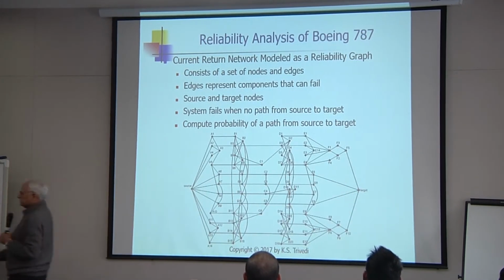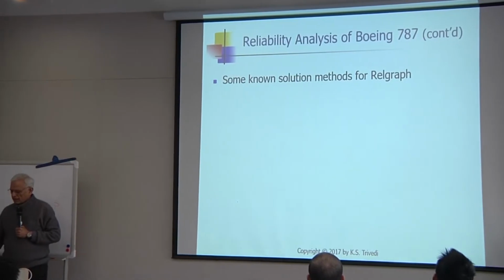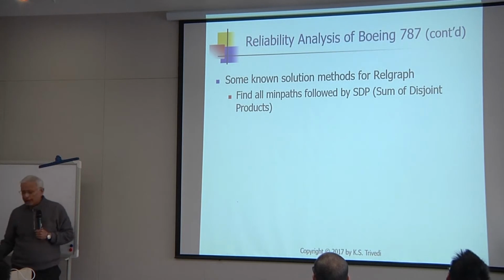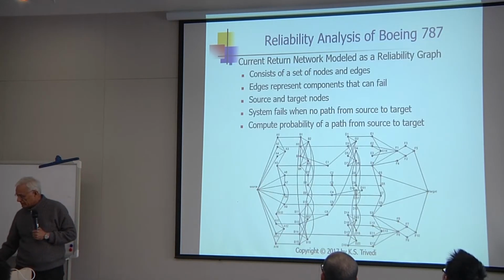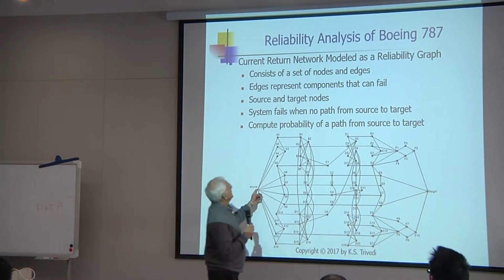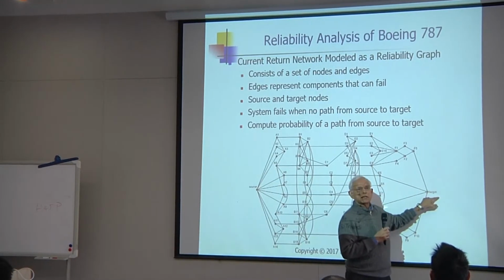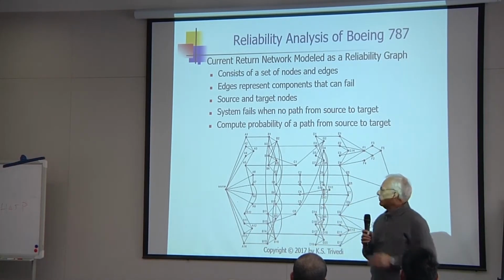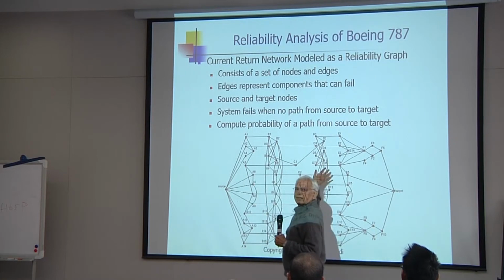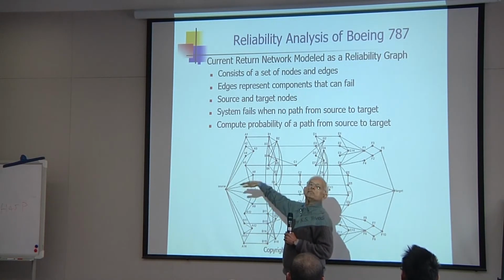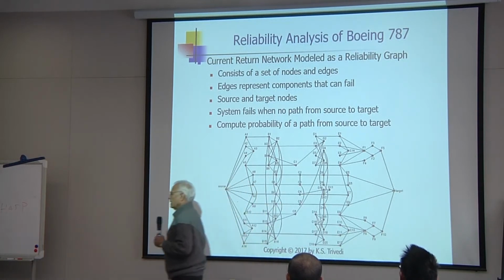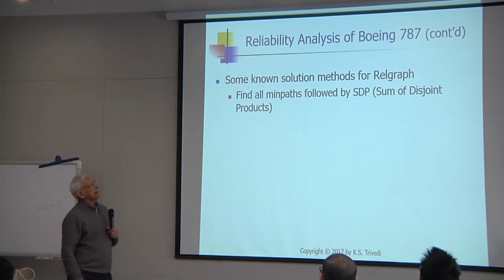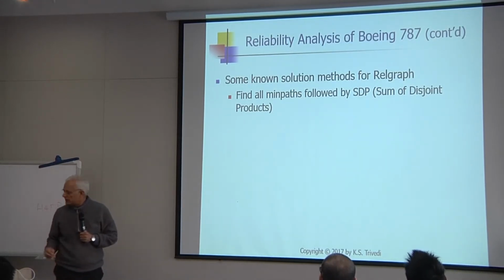So before we go on, what are the known methods of solution of such problems? One is find all min paths. Okay, what is a min path? So a path is any sequence of edges that gets you from source to target, right? And if there are no repeated edges, that's a min path. So one method is find all the min paths, and then you're computing the probability of the union of all the min paths. That's your reliability. So find all the min paths followed by a method of computing the union of the min paths.